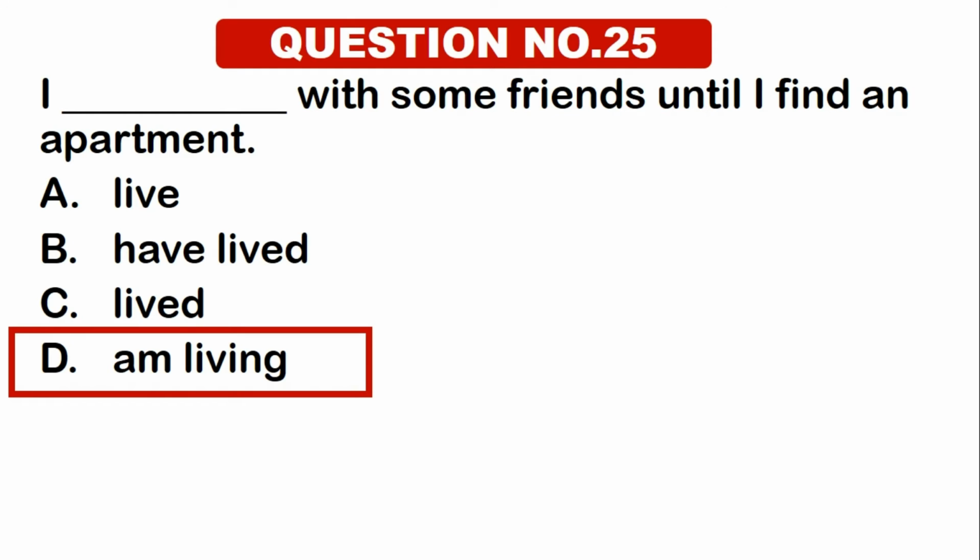The situation here requires the use of the present continuous or present progressive, the I am doing form. The rule says that we use the I am doing form for temporary situations. Again, temporary situations. Until I find an apartment. So for now, I am living with some friends. If it's permanent, then you say I live with some friends. For temporary situations, we say I am living with some friends.